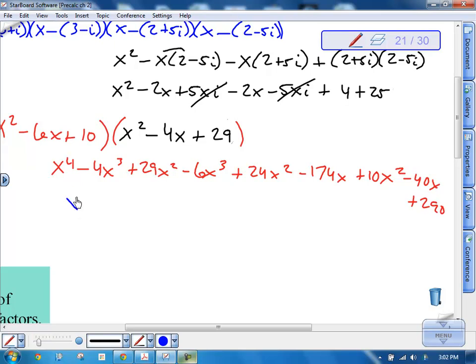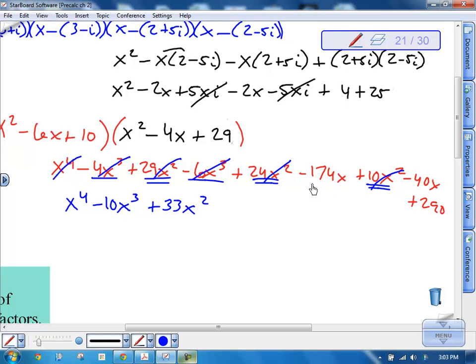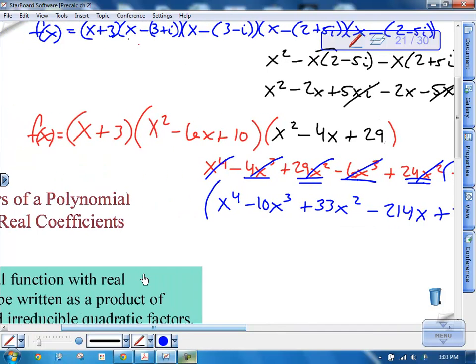So x to the fourth, that's the only one of those. X cubed, there. So that'd be negative 10x cubed. And then 29x squared is here. Here's another x squared, here's another x squared. So 29 minus 6 is 23, plus 10 is 33. Gets rid of the x squareds. Gotten rid of the x cubes. I need now x's. So there and there. That'd be negative 214x. And then I also need the 290. Alright, and then I still have to multiply that by this factor x plus 3.